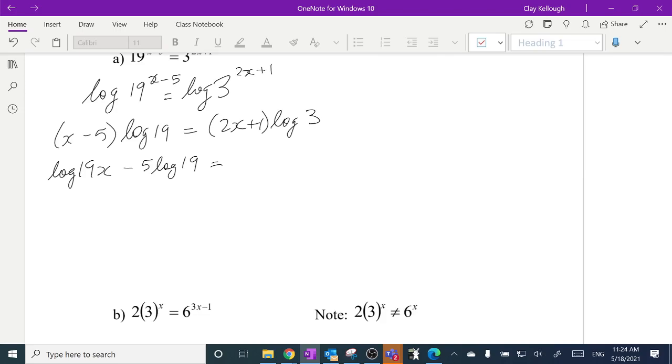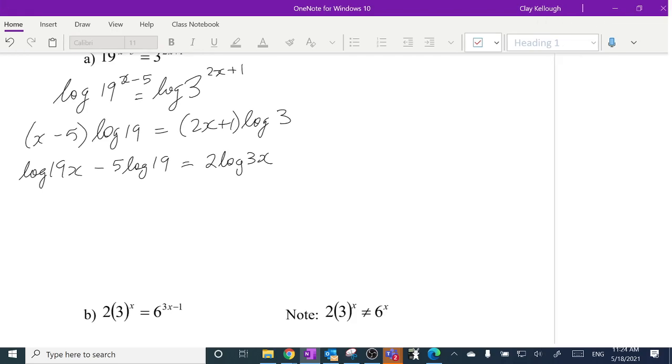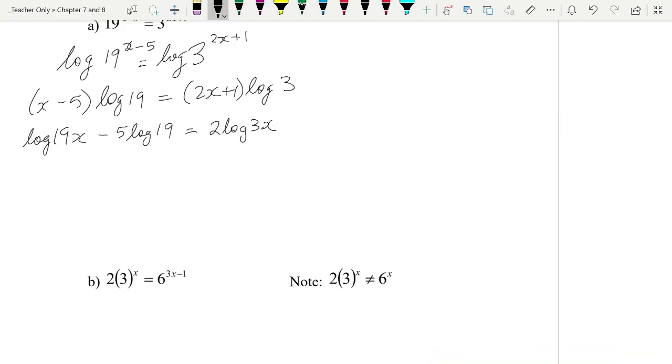So this is now 2 log 3 x. Do you get where I got that from? Let me get the highlighter out. I got that from taking this term times this factor. And remember, all of this is some number. Okay? Times x. So it's just a big coefficient.